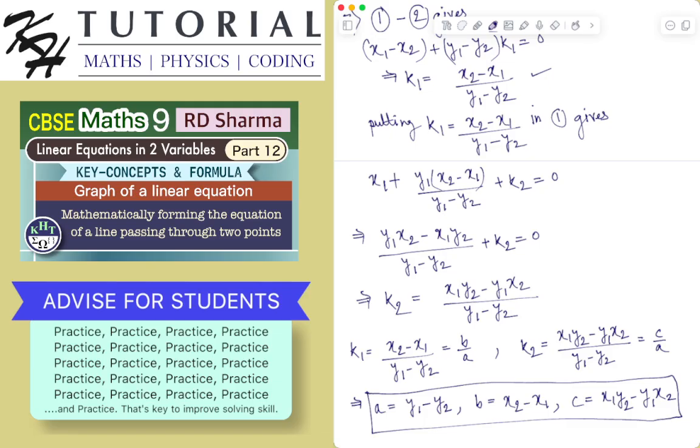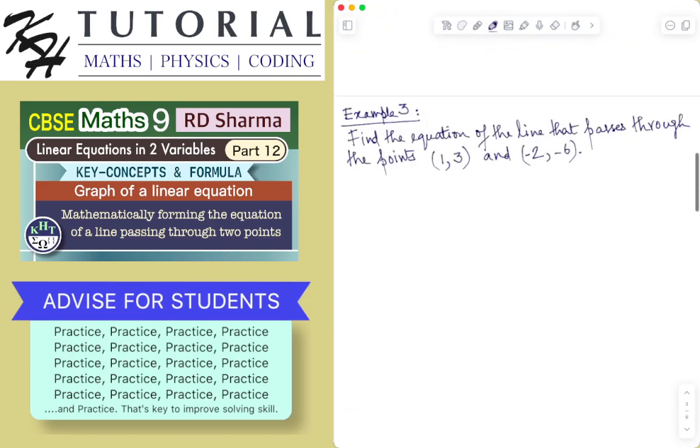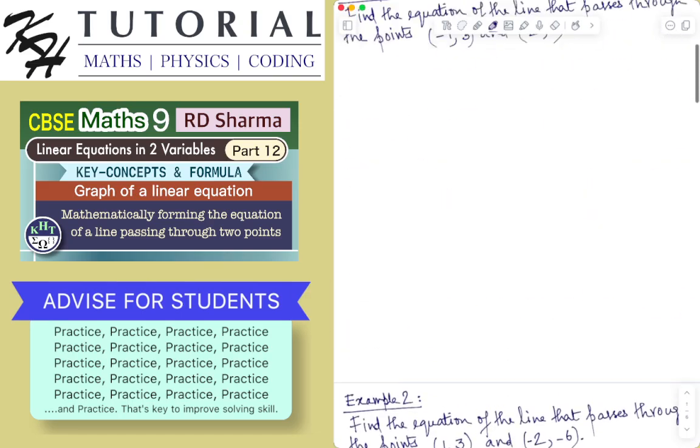If you see this pattern, we can easily say that a is equal to y1 minus y2, b is equal to x2 minus x1, and c is equal to x1 y2 minus y1 x2. So this is how we will find the values of a, b and c. Once a, b and c are found, we can obviously form the equation. So let's try to apply this concept in solving three problems.